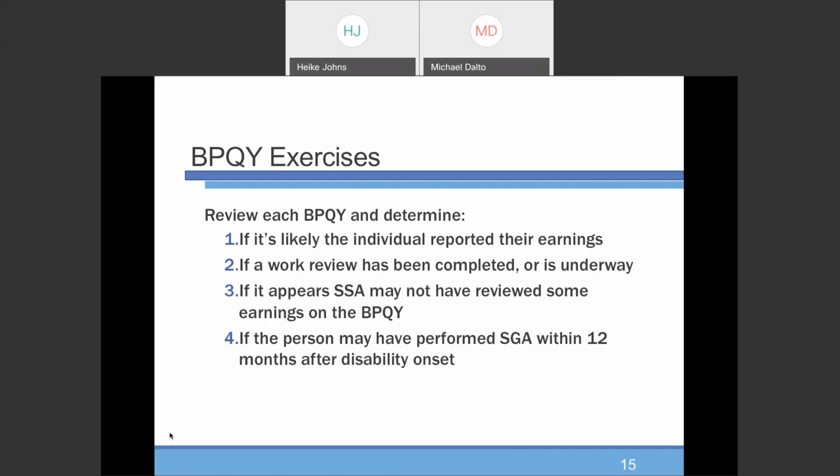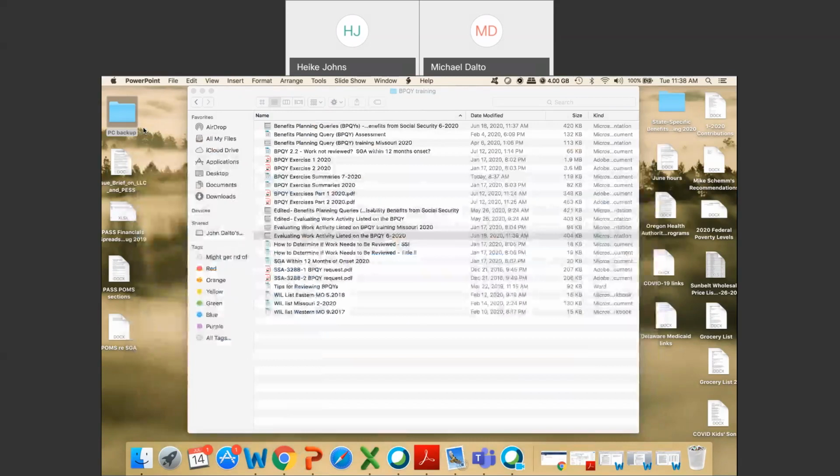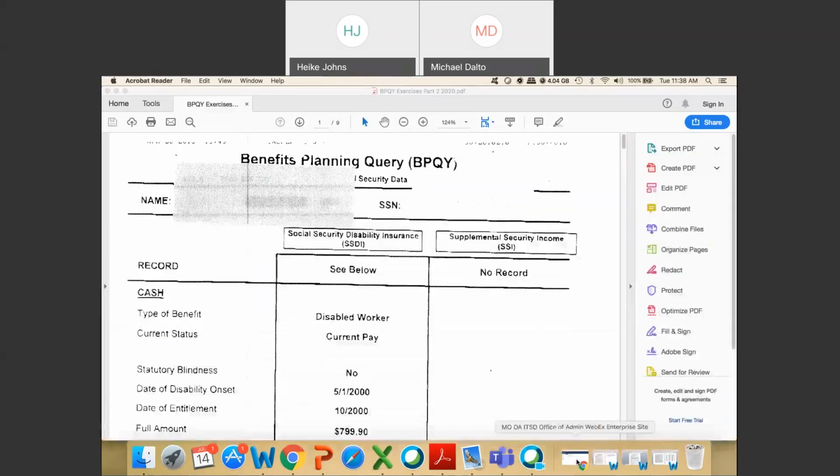Third, if it looks like Social Security may not have reviewed some earnings that are on the BPQY. And fourth, if the person may have done SGA within 12 months after their disability onset. Okay. So we're going to do the last part of this exercise by looking at some BPQYs.